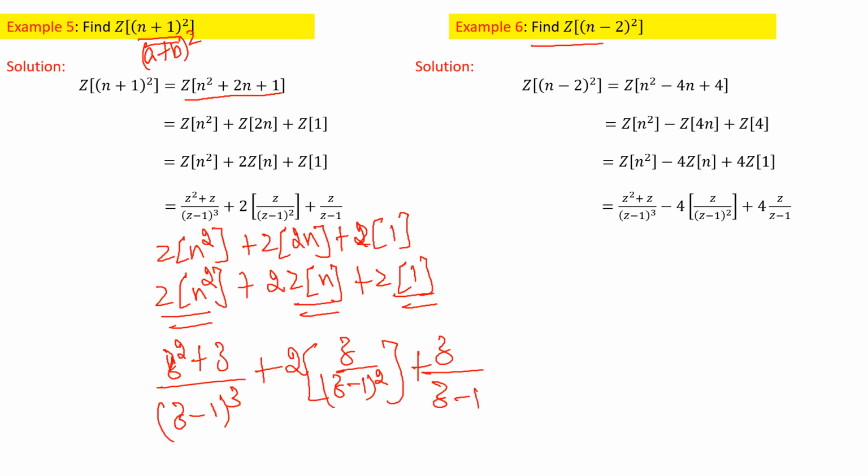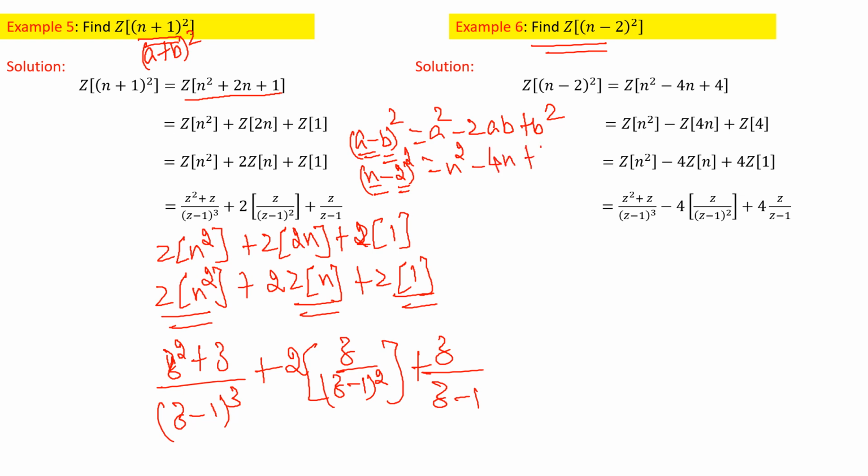Question number 6, find z transform of n minus 2 the whole squared. So we have to apply a minus b the whole squared. So that is equal to a squared minus 2ab plus b squared. We have given n minus 2 the whole squared. So in place of a, I have n. In place of b, I have 2. So if I expand, this would be n power 2 minus 4n plus 4.